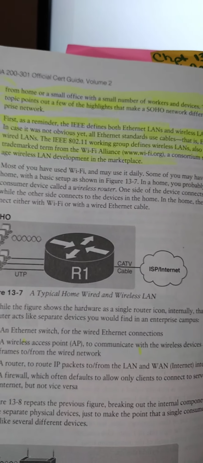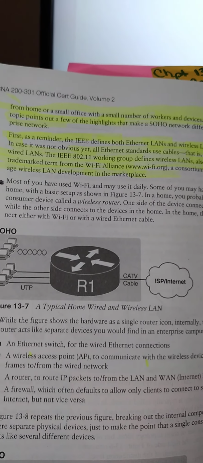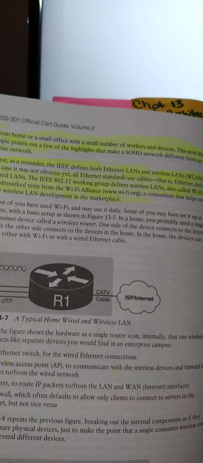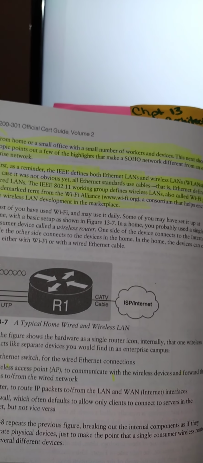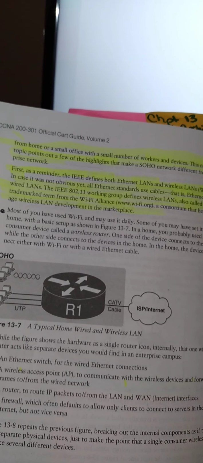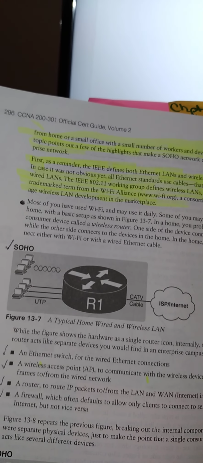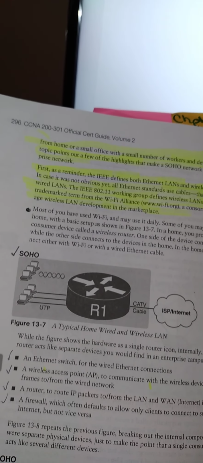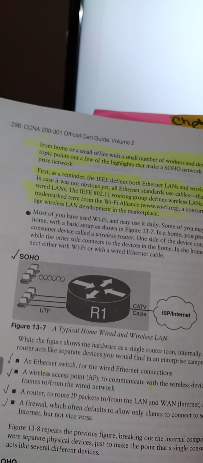So what we do see here in this figure: an Ethernet switch for the wired Ethernet connections, a wireless access point, AP for short, to communicate with wireless devices and forward the frames to and from the wired network, a router to route IP packets to and from the LAN and WAN internet interfaces, and a firewall, which often defaults to allow only clients to connect to servers in the internet, but not vice versa.